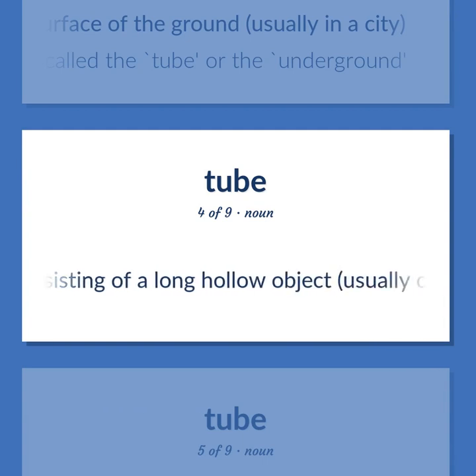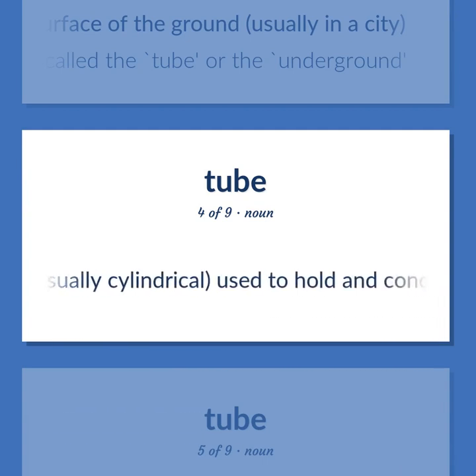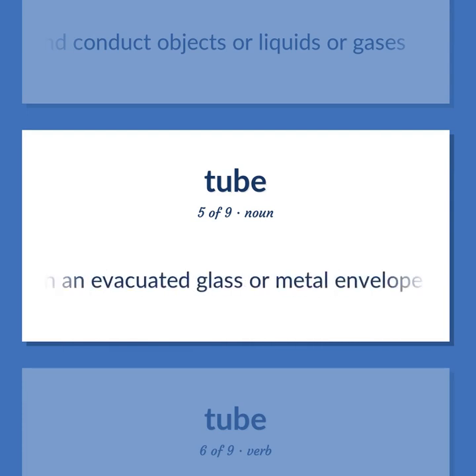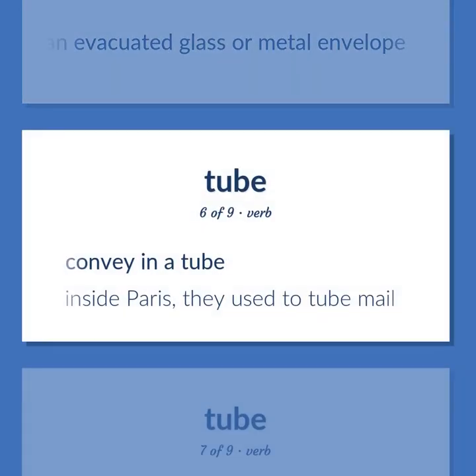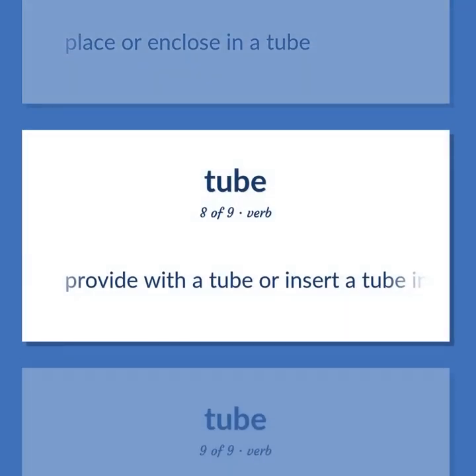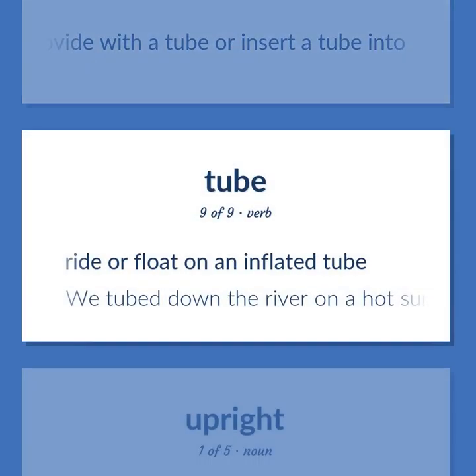Conduit consisting of a long hollow object, usually cylindrical, used to hold and conduct objects or liquids or gases. Electronic device consisting of a system of electrodes arranged in an evacuated glass or metal envelope. Convey in a tube. Inside Paris, they used to tube mail. Place or enclose in a tube. Provide with a tube or insert a tube into. Ride or float on an inflated tube. We tubed down the river on a hot summer day.